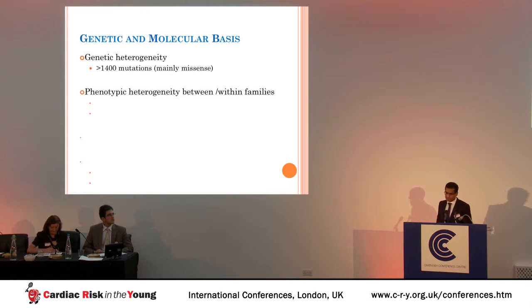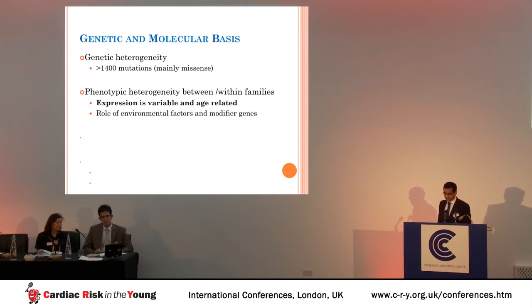It's perhaps partly because of this that we also see a lot of phenotypic heterogeneity, not only between different families, but also within. For example, one member of a family may have quite severe disease and present at an early age, whereas another member of the same family with the same mutation may present much later and have a milder form. So expression is variable and age-related.